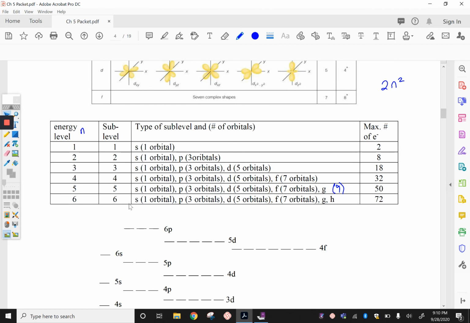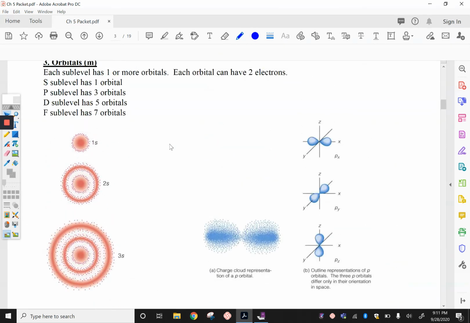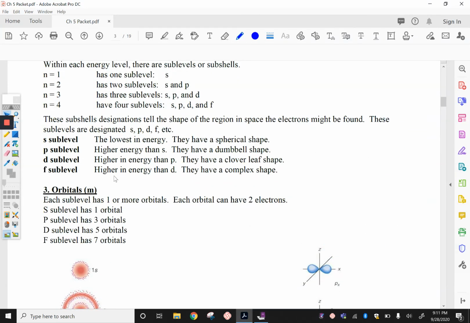Sixth energy level has 6 sublevels, s, p, d, f, g, and h. Theoretically, s has 1, p has 3, d has 5, f has 7, and theoretically, g has 9, h has 11. That's a total of 36 orbitals. Each orbital takes 2 electrons for a maximum of 72 electrons. Now let's think about these s, p, d, and f's. Why is it that the s is the lowest in energy, followed by the p, followed by the d, followed by the f? Here's the reason.